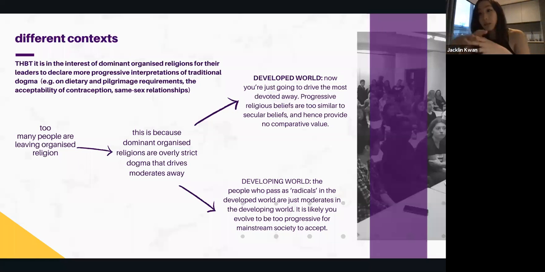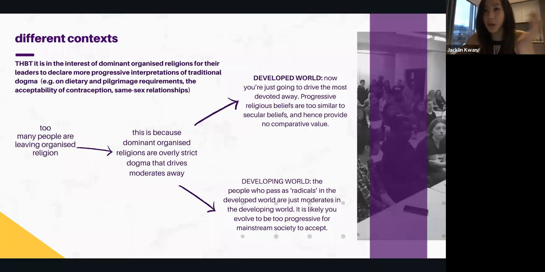You can look at, religion exists all over the world. So it's probably really good to analyze how different countries or different contexts it exists in are affected by this motion. So you can just say, in a developed world, you're going to drive the most devoted away. Because now, if you are in America or in the UK and you're super religious, when the Pope, or when a really big influential Muslim figure just comes out and says, actually, it's okay to do anything now.